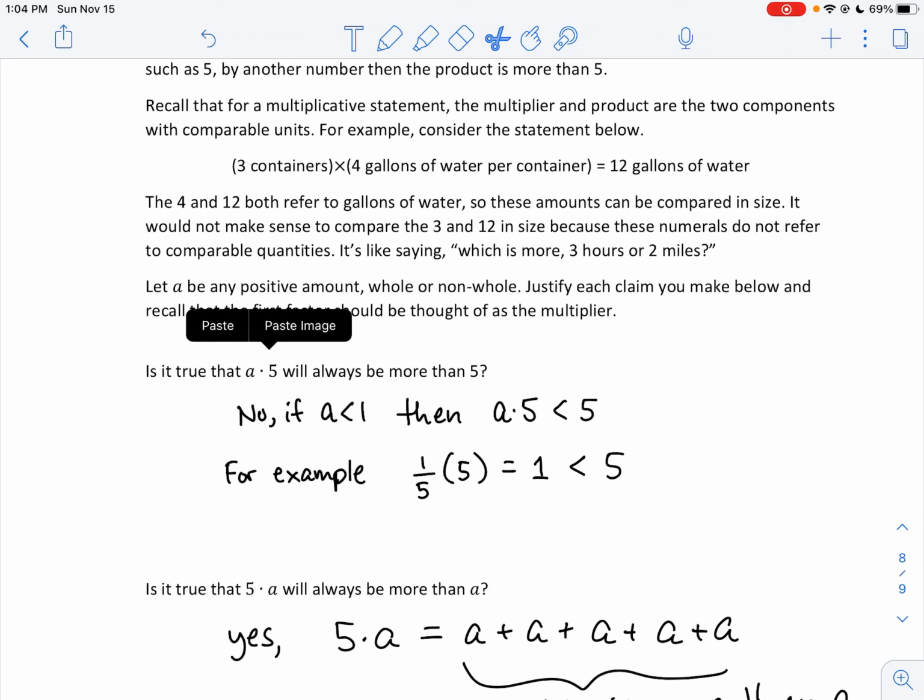So when I write a multiplicative statement, this stands for a product, and I can only really compare it to the multiplicand, which is the second number, the 5. I think some people were thinking commutative idea and thinking that maybe A was the thing you want to compare to the product. But anyway, if the multiplier is less than 1, like a half, then a half times 5 will produce a product that's less than 5.